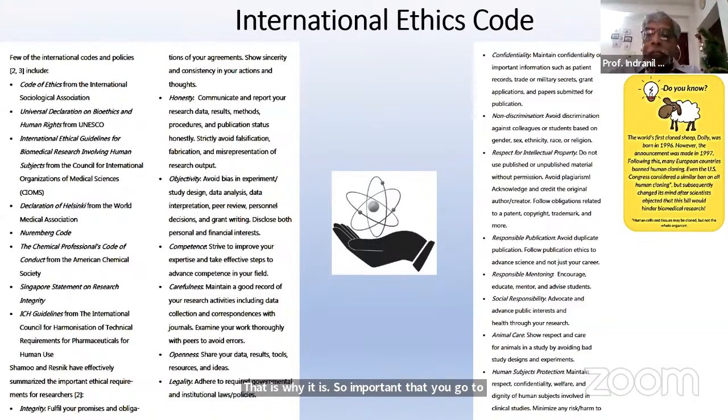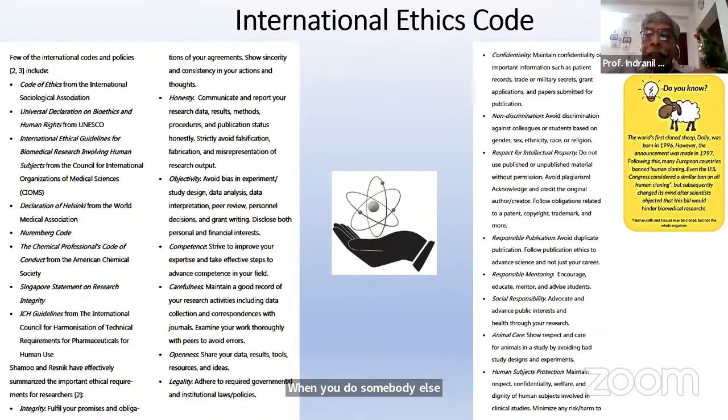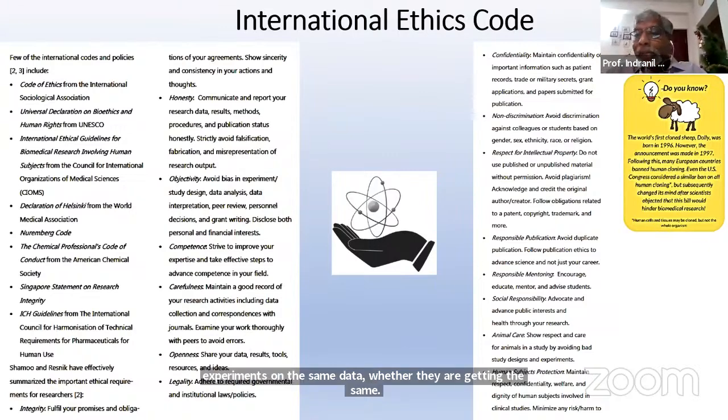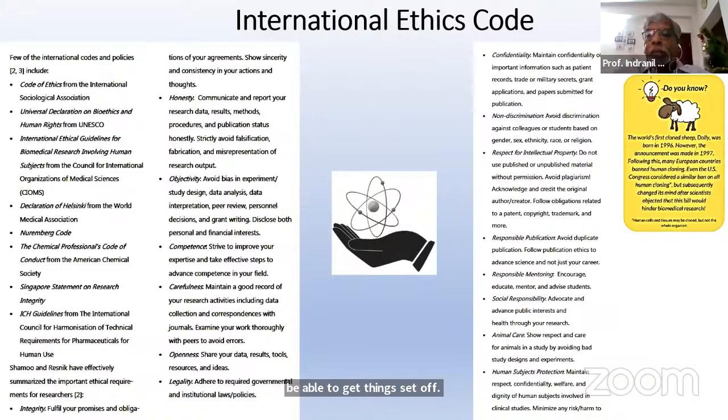Let other people judge. They figure out what you have done, whether it is reproducible, whether when somebody else does the same set of experiments on the same data, they get the same result. That is reproducibility for you. Someone else doing the same set of experiments on the same data should be able to get the same set of results. That is, if I say that 5 plus 3 is 8, my colleague Dr. Ghosh will also say 5 plus 3 is 8, and all of you also say 5 plus 3 equals 8. That is reproducibility for you.